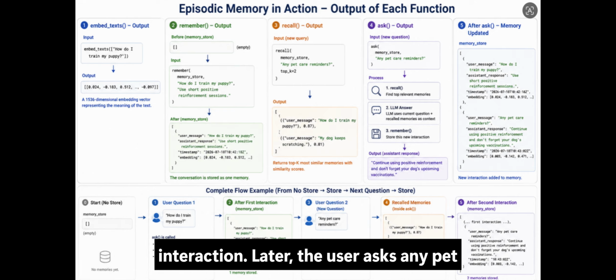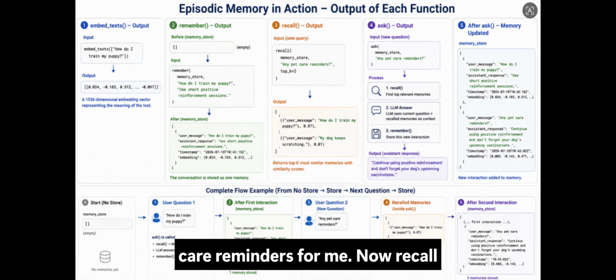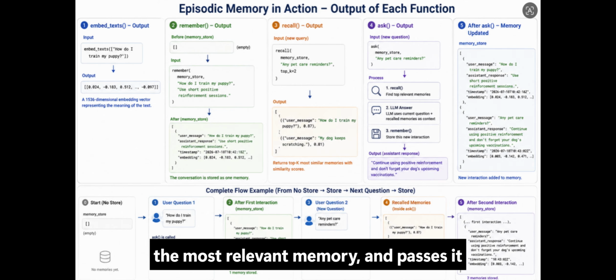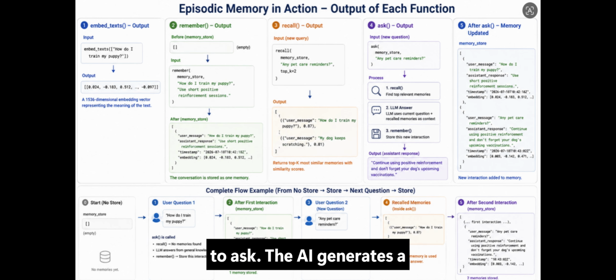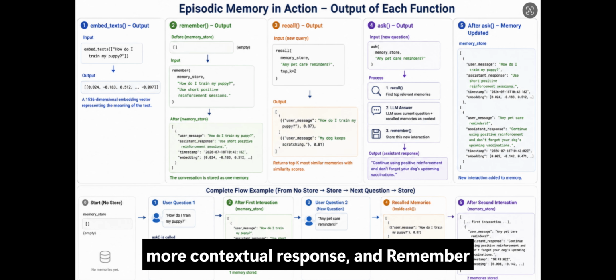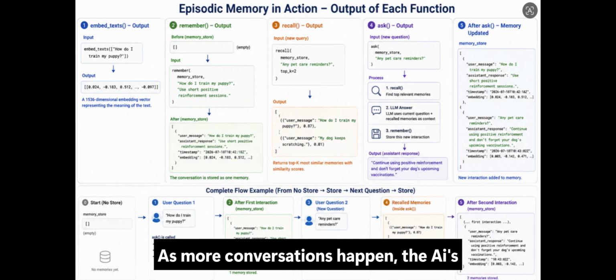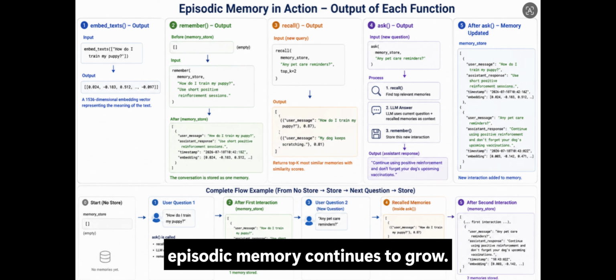Later, the user asks, "Any pet care reminders for me?" Now, recall searches the memory store, finds the earlier puppy training conversation as the most relevant memory, and passes it to ask. The AI generates a more contextual response and, remember, stores this new interaction as well. As more conversations happen, the AI's episodic memory continues to grow.